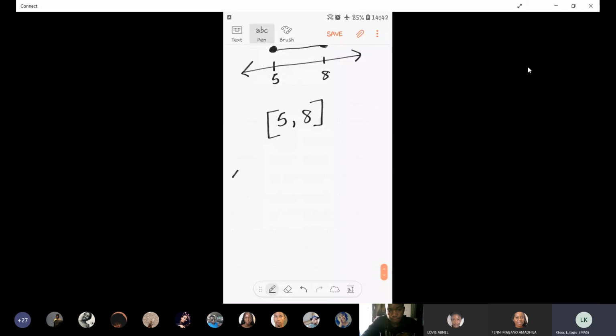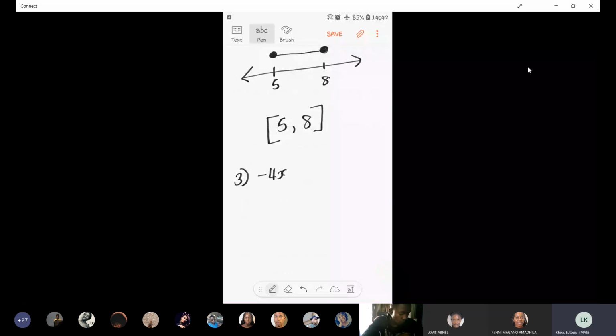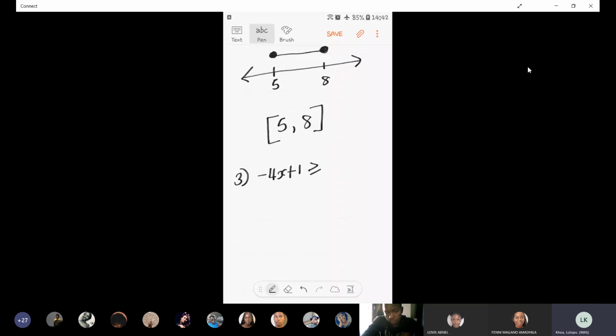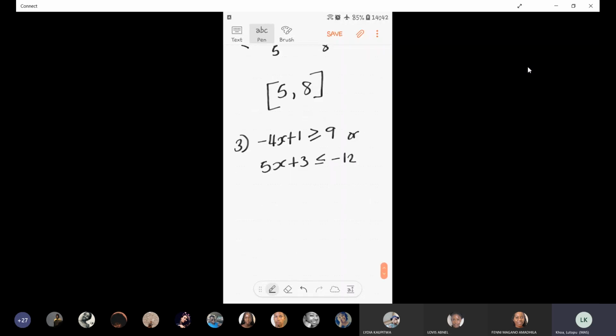Now we can look at one with OR. We have minus 4x plus 1 greater than 9, or 5x plus 3 less than or equal to minus 12. So we have those two. Now with this one, what we're looking for when we're standing on the number line is when we look up, we must see a line. So if I look up and I do not see a line, that is not what I'm looking for. So I'm not in the correct region. So let's solve them and see what I mean.